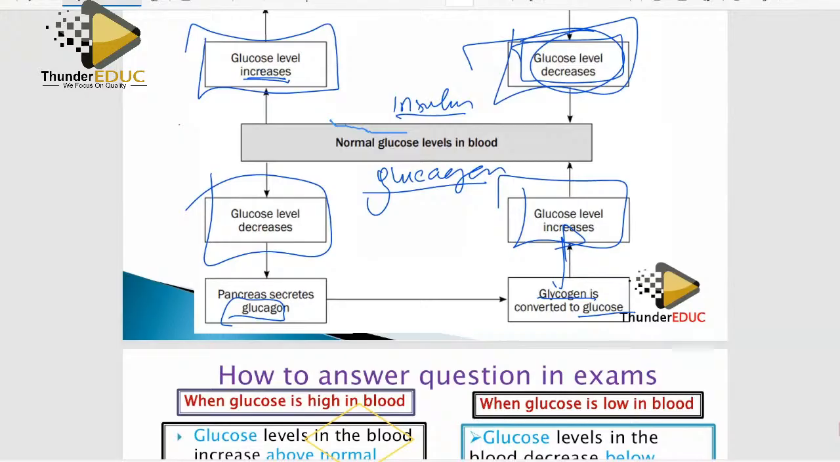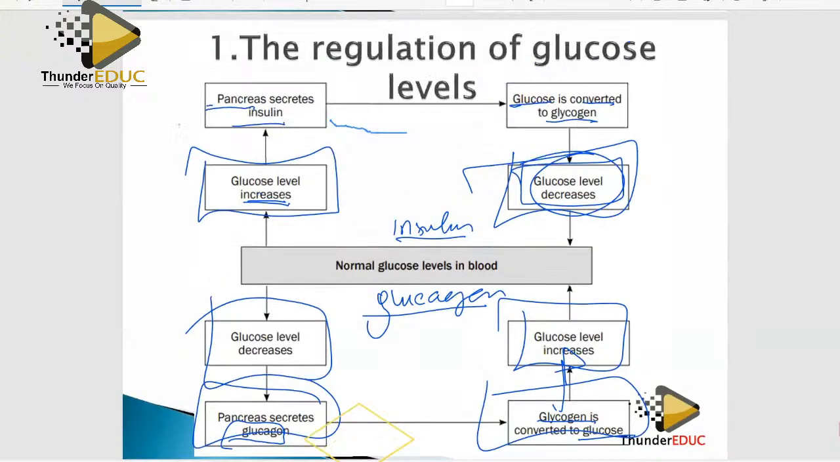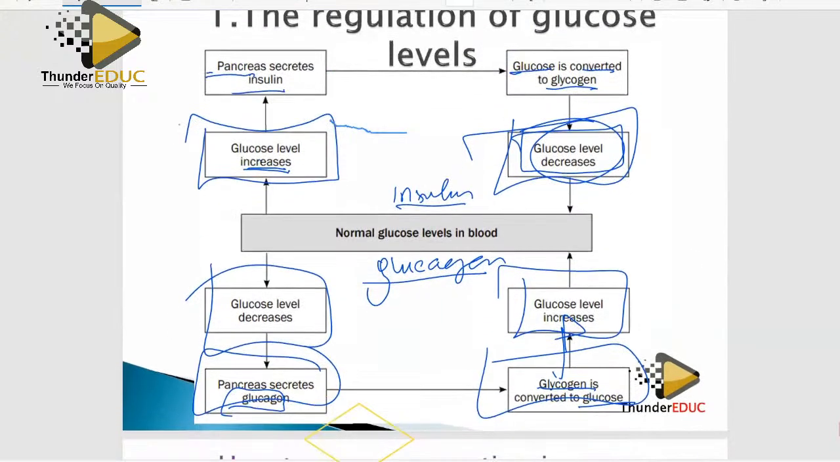You see, guys, you only need to know two points for each negative feedback mechanism: which gland and which hormone. The rest will flow. This is the opposite of this. If you memorize this, it is the opposite of this. Simple. But you find people are suffering with this.